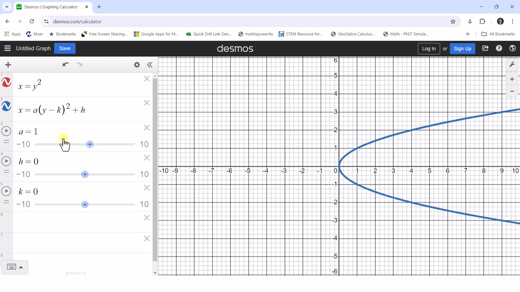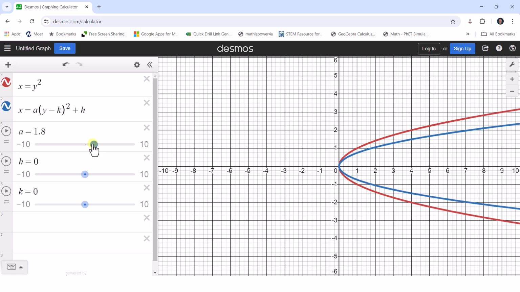And now we'll change the value of a. Remember, when a is positive, the parabola opens to the right, and when the absolute value of a is greater than 1, the parabola is horizontally stretched and becomes more narrow, which we see in blue on the right. Let's set a back to 1.